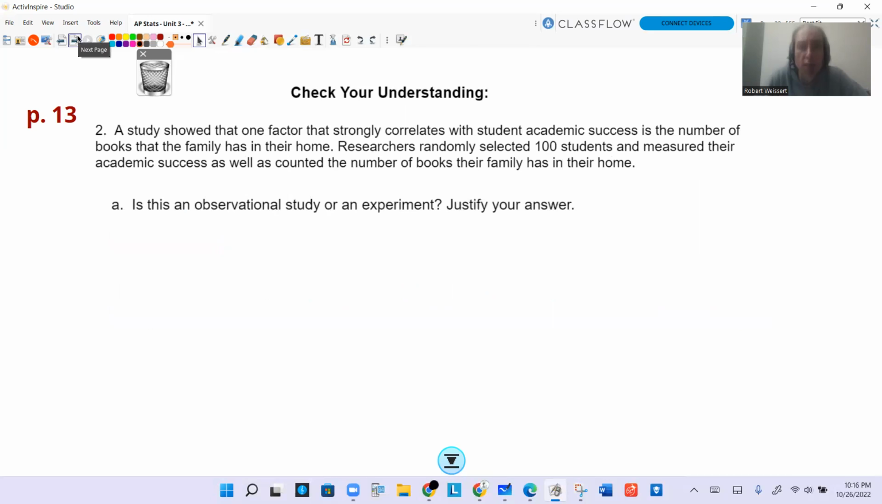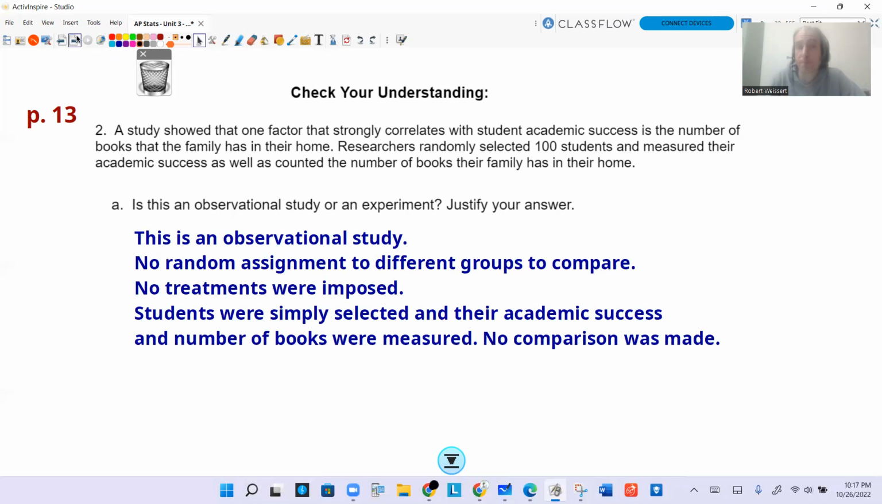Number two, a study shows that one factor that strongly correlates with student academic success is the number of books that the family has in their home. Researchers randomly selected 100 students and measured their academic success, as well as counted the number of books their family has in their home. Is this an observational study or an experiment? Justify your answer.